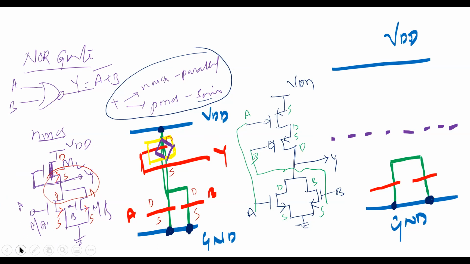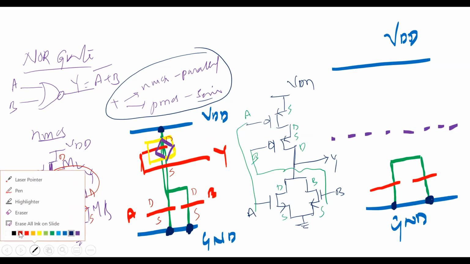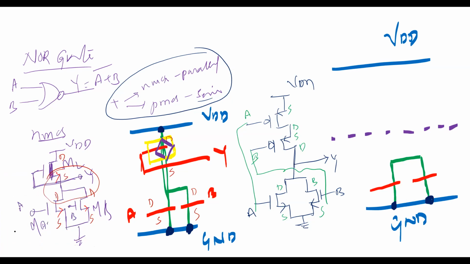Now write the notation for clarity. So take the pen and write the notations. I'm going to give the notations here. This is the source of A transistor. This is the drain of the A transistor. This is the source of B transistor, drain of the B transistor. So from this you can see both A and B transistors' sources are grounded.